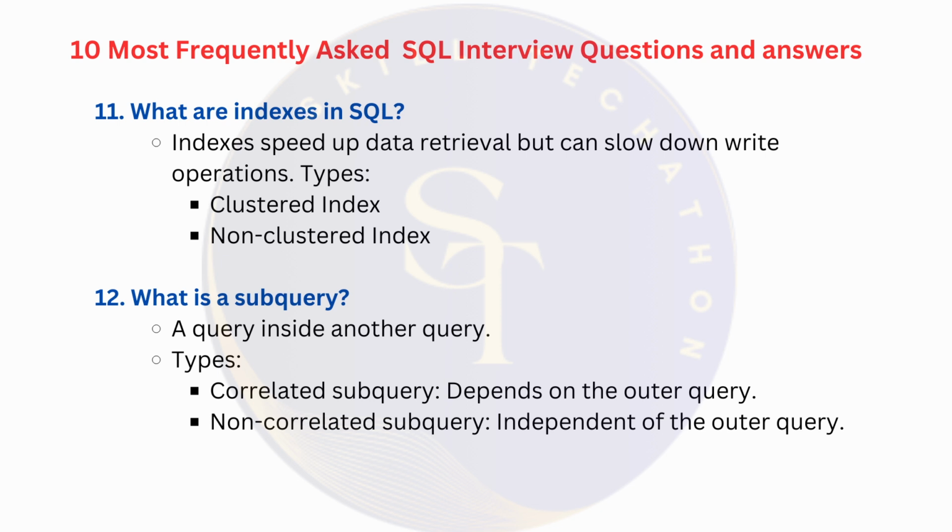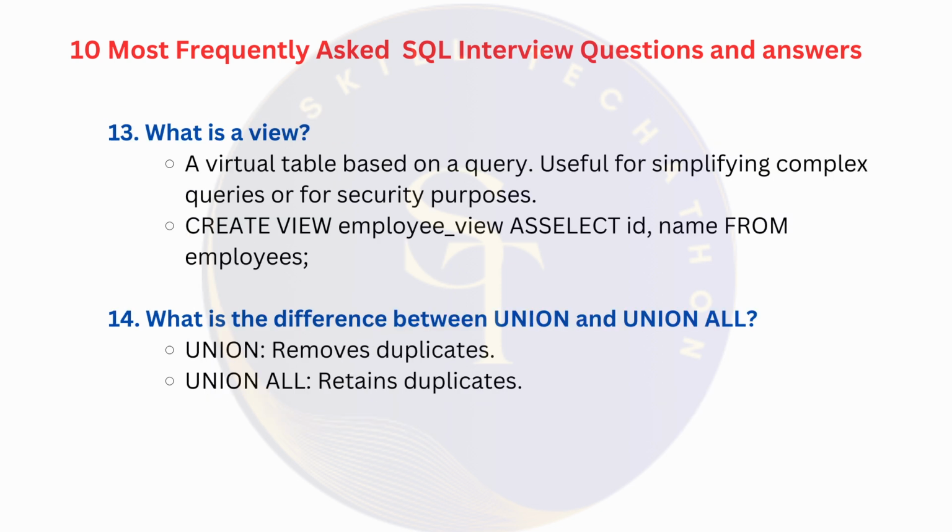Then non-correlated subquery. Non-correlated subqueries are independent of the outer queries. Then there is a single row subquery as well, which returns a single value. For example, it is used with the equal to operator, less than or greater than operator. Multiple row subquery, which returns multiple rows. For example, they are used with the in, any, all operators. Then we have a scalar subquery as well, which returns a single value and can be used in select, where, or having clauses.